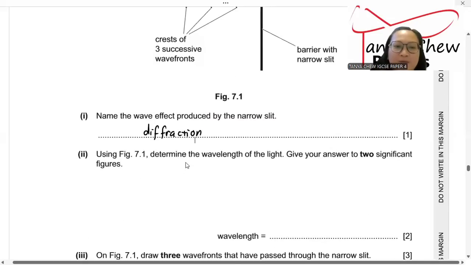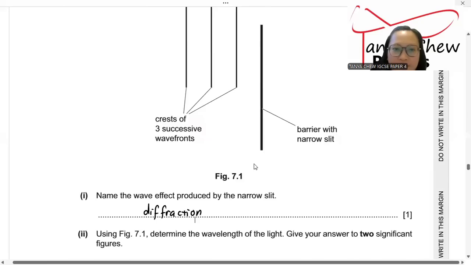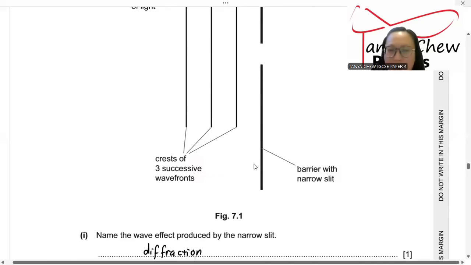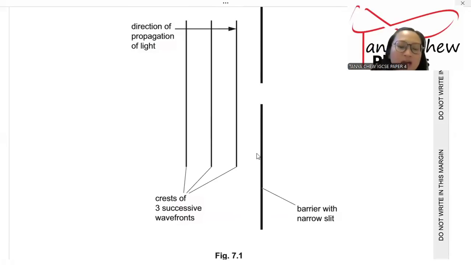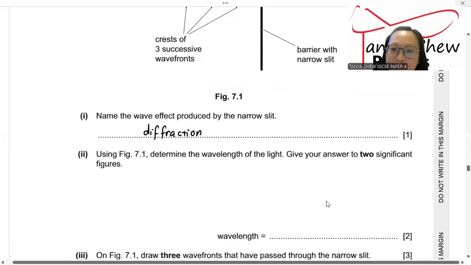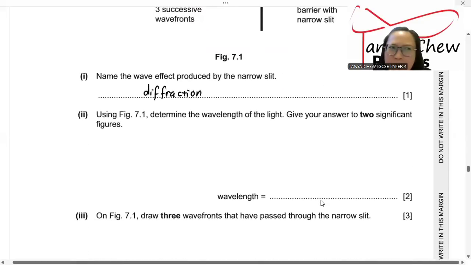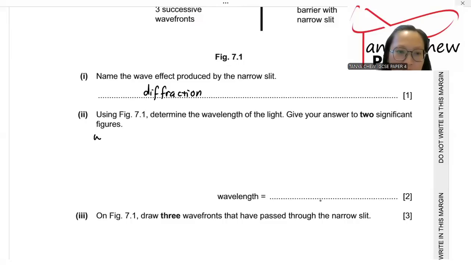So using fig 7.1, determine the wavelength of the light. So you could see that I just want you to bear in mind. Some of the students confused. Where's the wavelength, right? I don't know where's the wavelength. Wavelength is not being given. Don't worry. Distance between one wavefront to the other wavefront is called wavelength. So all you need to do is just to measure this distance. And so happen that this distance that I measured maybe is not so accurate, right? This distance that I measure is equal to 1 cm.